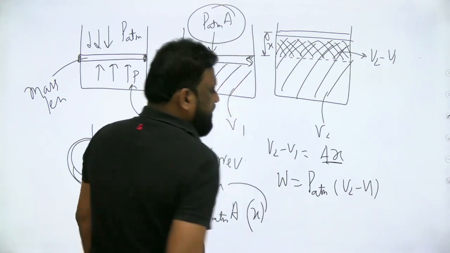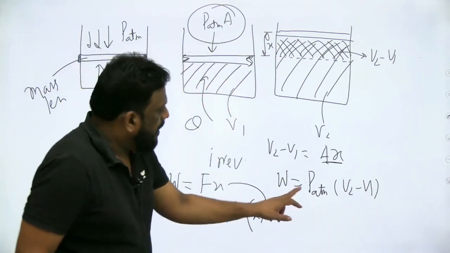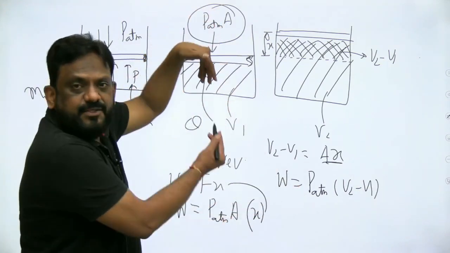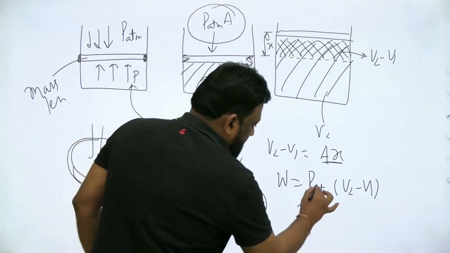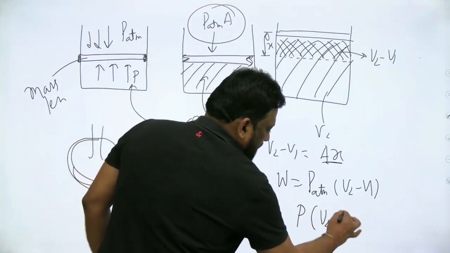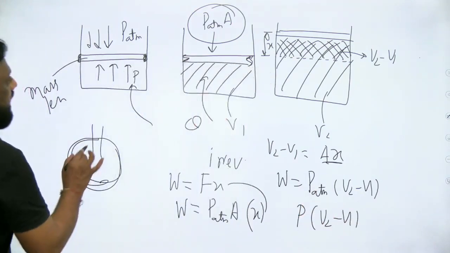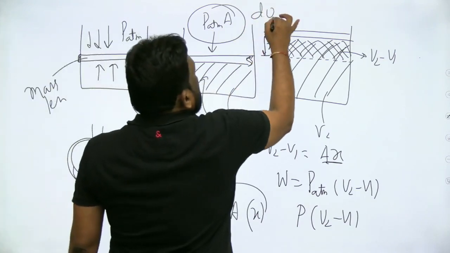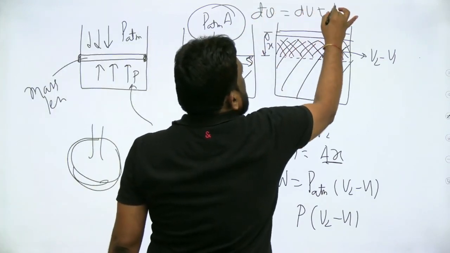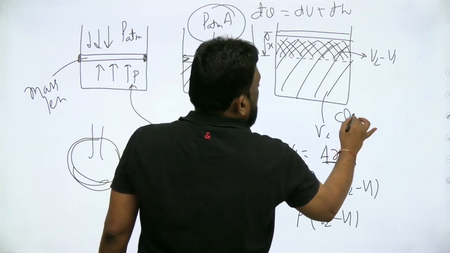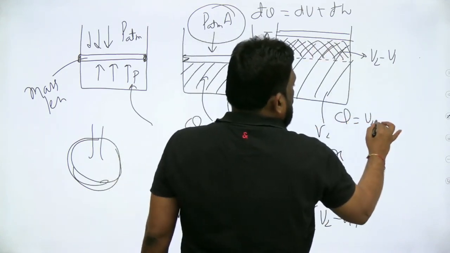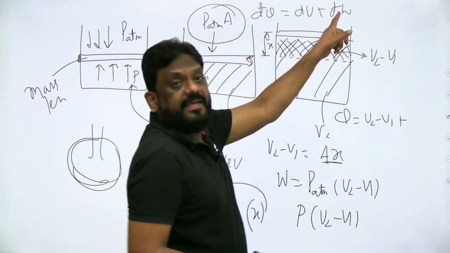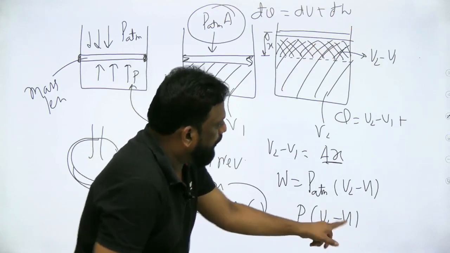V2 minus V1. Is it not the same, sir? Now, look once. Here, this pressure and this pressure are the same. So, therefore, I'll write this as P into V2 minus V1. So, look once. d'Q is equal to dU plus d'W, or heat transfer at constant pressure. dU is U2 minus U1. Again, the work is nothing but P into V2 minus V1.